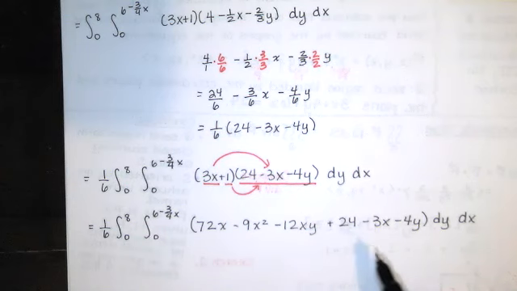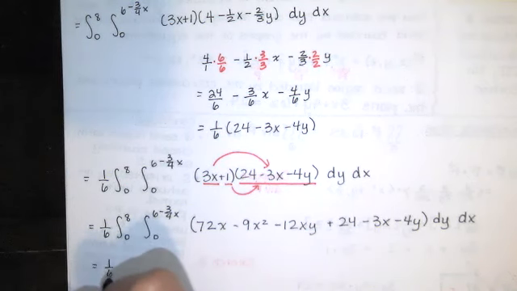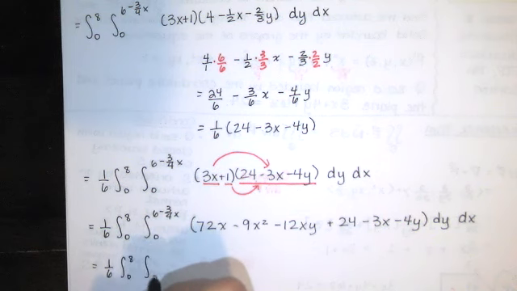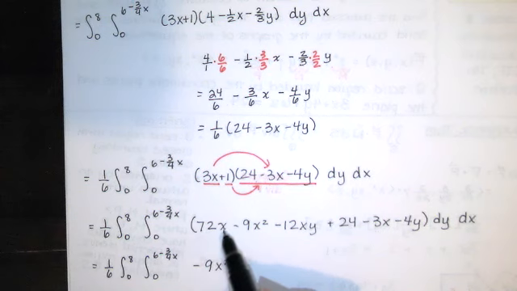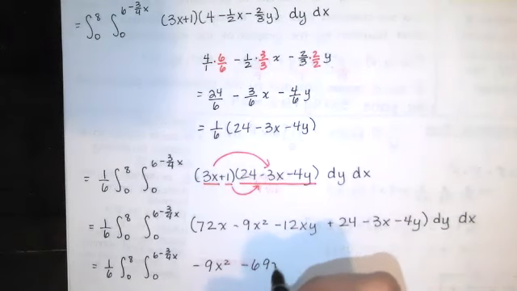Let me see if I have any like terms. Got a negative 9x squared. And then I have a 72x minus 3x. So that's 69x, or plus 69x.